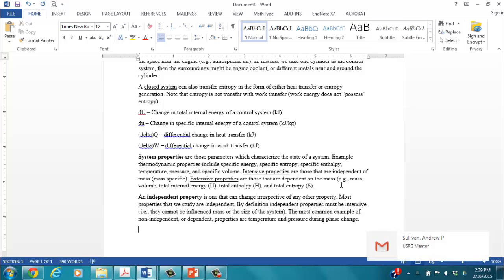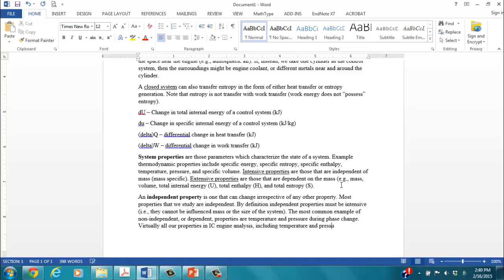Virtually all of the properties that we study in IC engines are going to be independent, right? So virtually all our properties in IC engines analysis, including temperature and pressure, are independent, okay? So you don't usually need to worry about that too much, except you do need to worry if I spell things correctly, which I've been known not to do.